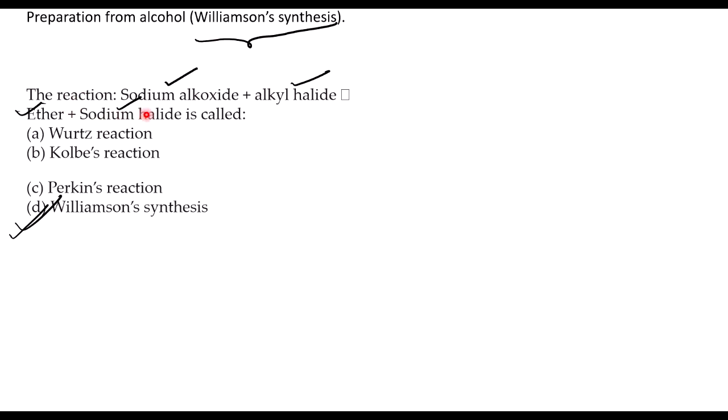Williamson synthesis. The reaction is given: sodium alkoxide and alkyl halide giving ether and sodium halide. So this reaction having sodium alkoxide and alkyl halide, we are getting ether and sodium chloride, sodium halide. So this reaction is called Williamson synthesis. So this one is another question.